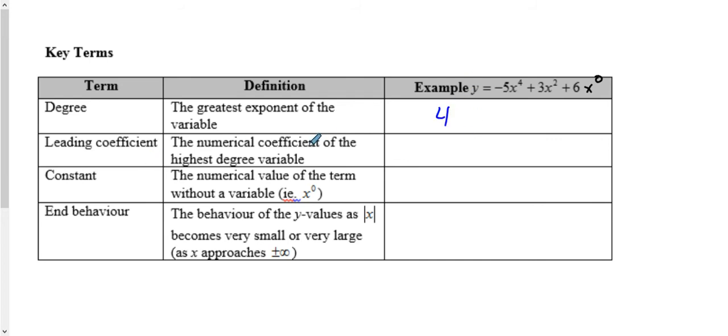Leading coefficient is always the numerical coefficient of the highest degree variable. So again, you have coefficients of -5, 3, and 6. The leading coefficient, the one on the highest degree, is going to be -5.